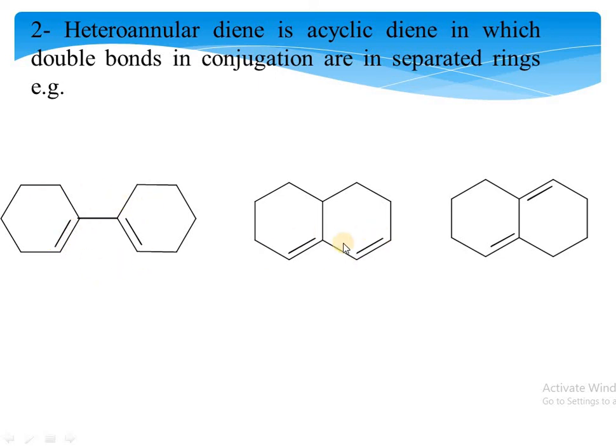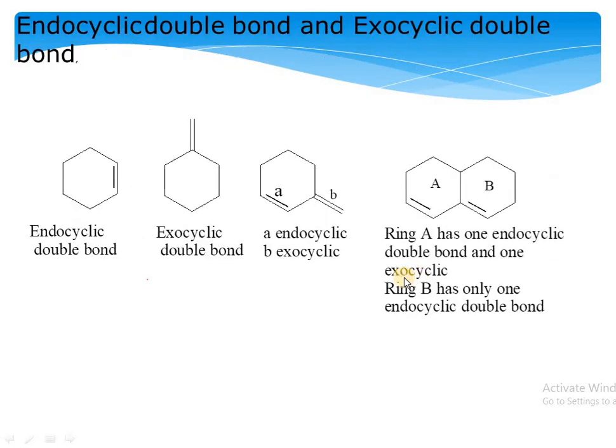Similarly, here the 2 double bonds are present in different rings and they are in conjugation, that is double, single, double. So it is again a heteroannular diene. And similarly here, this double bond is present in one ring and the second double bond in another, but they are again in conjugation, so it is again a heteroannular diene. So now we can easily understand what is a homoannular diene and what is a heteroannular diene.